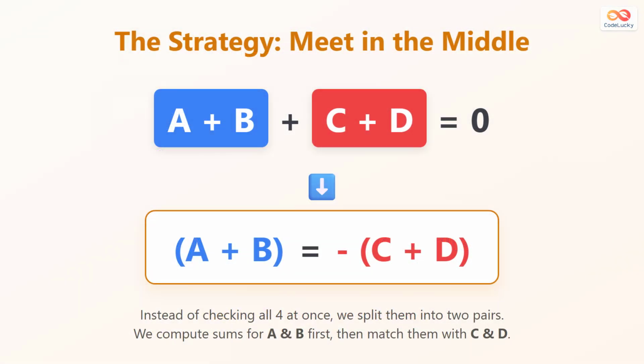So how do we optimize this? The equation is a plus b plus c plus d equals 0. We can rearrange this. If we move c and d to the other side, we get a plus b equals negative (c plus d). This implies we can meet in the middle. We can calculate all sums of a and b first, and then compare them against the sums of c and d.